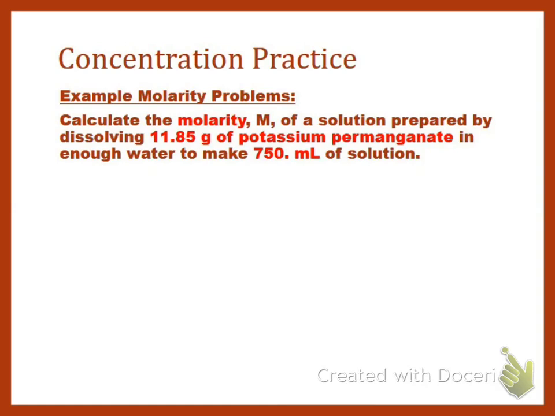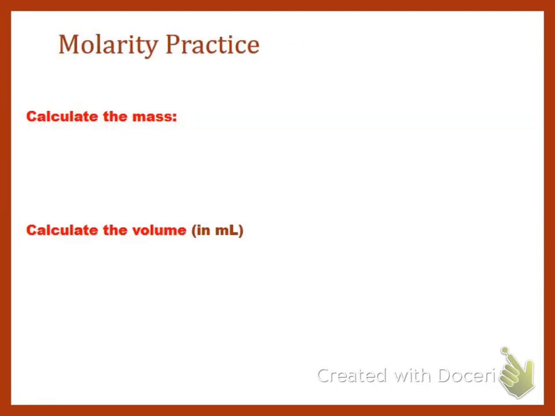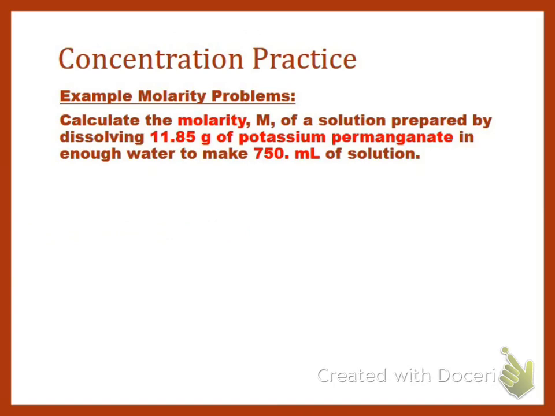All right, so our first problem says calculate the molarity of a solution prepared by dissolving 11.85 grams of potassium permanganate in 750 milliliters of water. So remember, molarity is moles over liter. So first thing we're going to need to do that is change that 750 milliliters to liters, which is 0.750, because we divide by 1,000 because there's 1,000 milliliters in a liter.